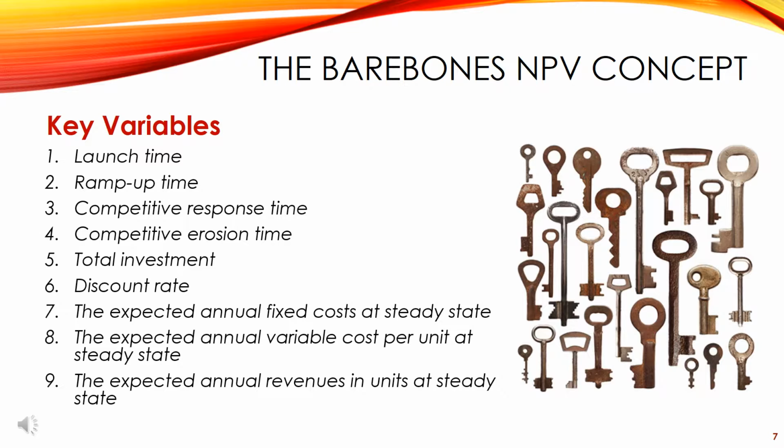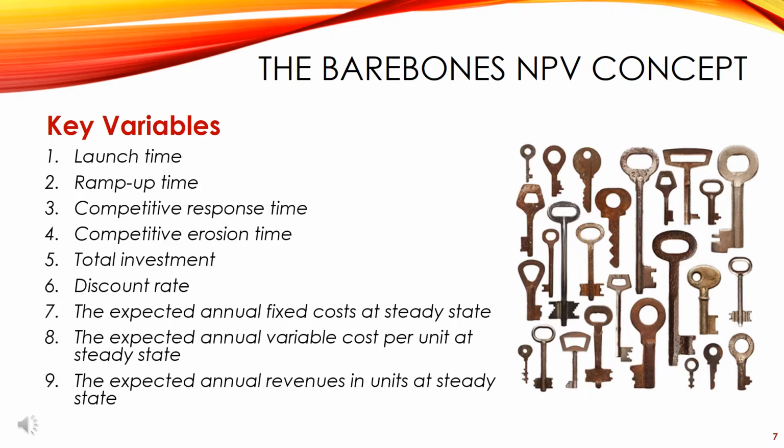The 9 variables that we must account for and estimate when calculating an NPV are: first, the launch time. How long will it take to generate our first revenues? Second, the ramp-up time. How long will it take for our project to move from its first revenues to a steady flow of profits? The bare bones method assumes that this is going to be a linear ramp-up. Third, what's the competitive response time? Meaning, how long after the launch will it take before competitors begin to respond to our product or our offer?